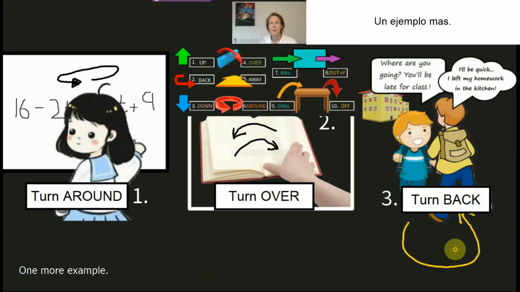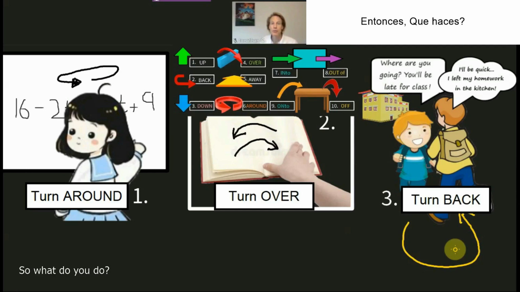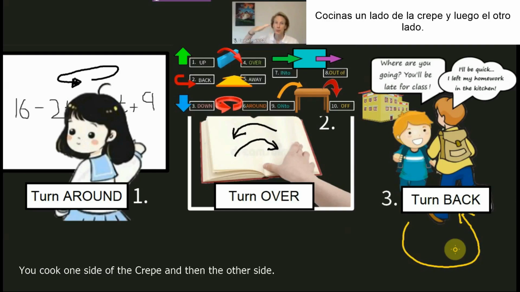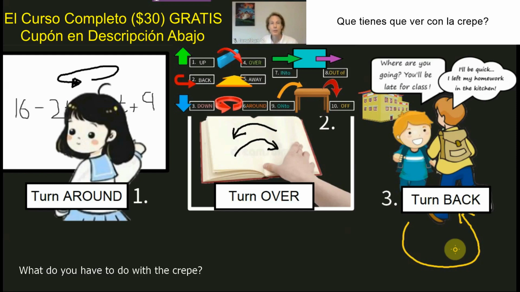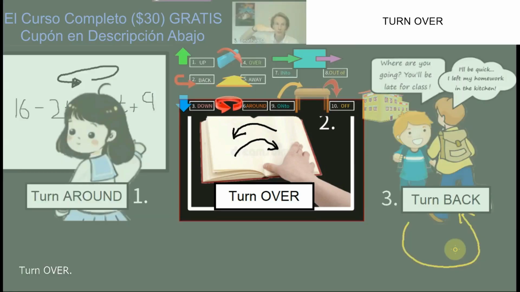Okay, one more example. Let's say that you are cooking crepes or you are cooking pancakes. You cook one side of the crepe and then the other side. What do you have to do with the crepe? Easy. Again, you have the answer. We repeat. Turn over.